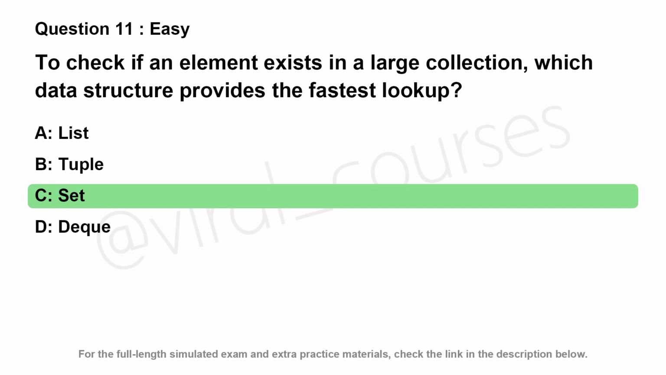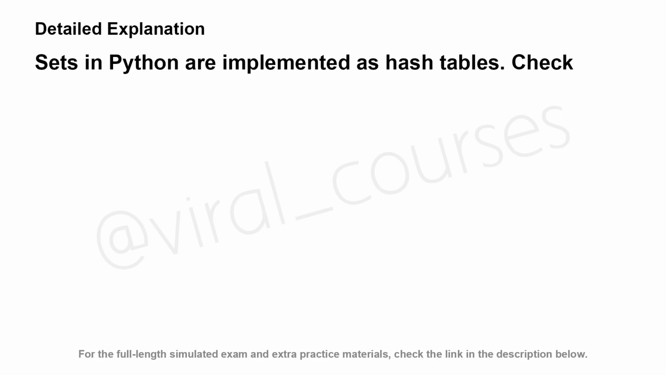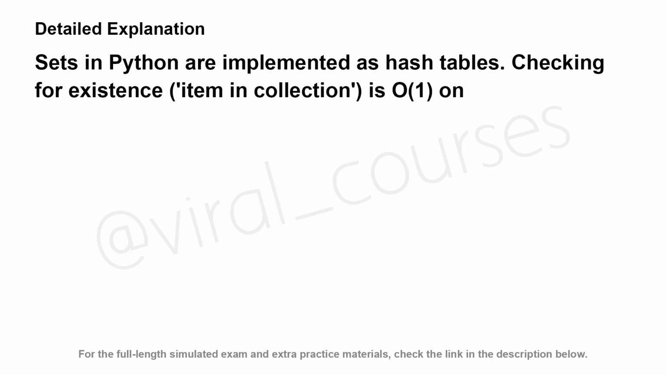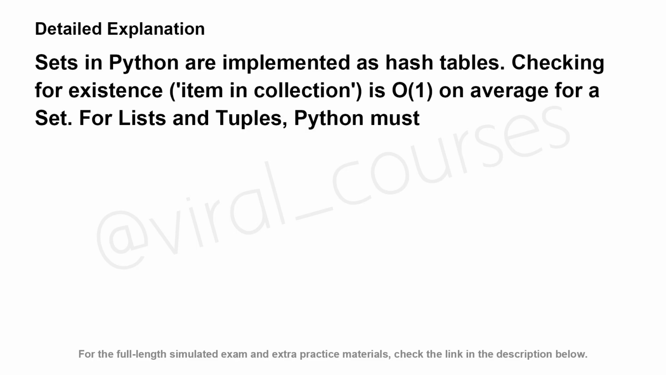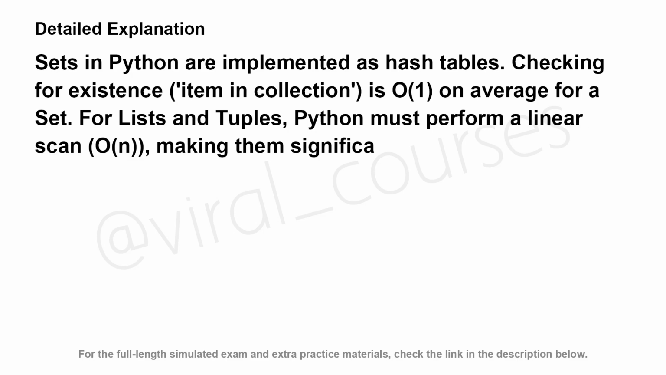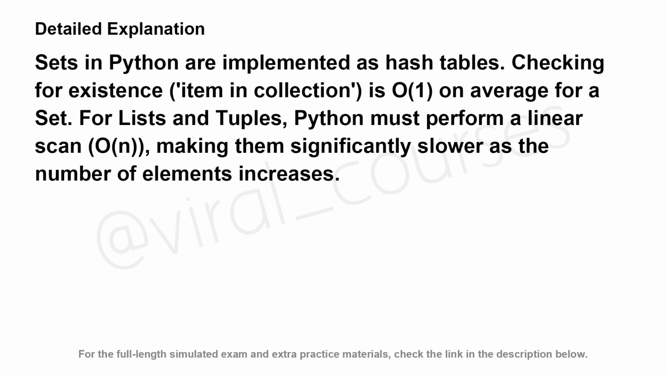The correct answer is C. Sets in Python are implemented as hash tables, so checking for existence, item in collection, is O(1) on average for a set. For lists and tuples, Python must perform a linear scan, O(n), making them significantly slower as the number of elements increases.